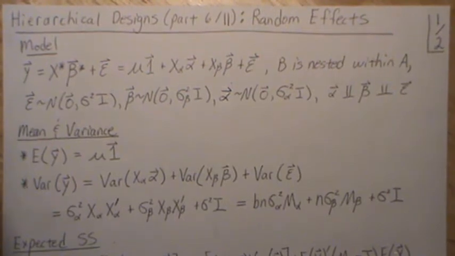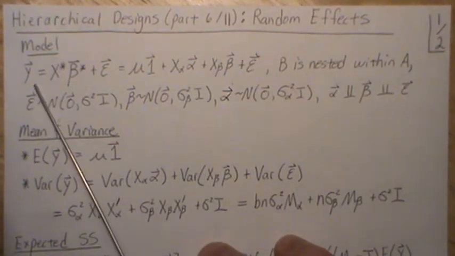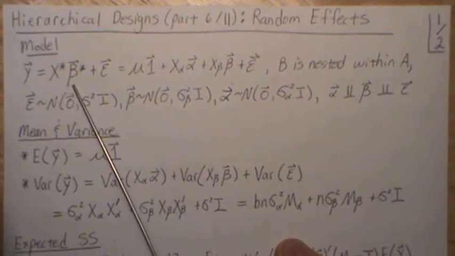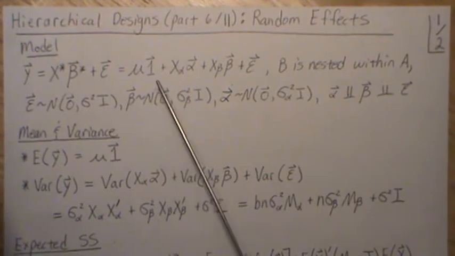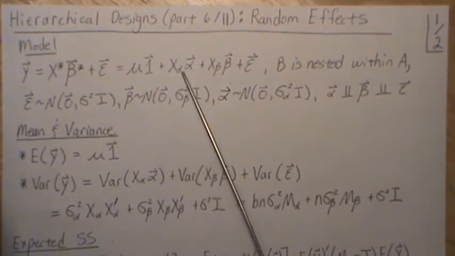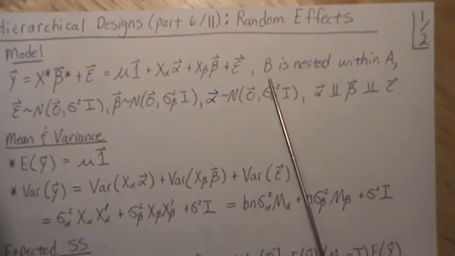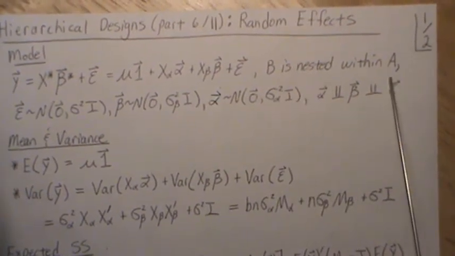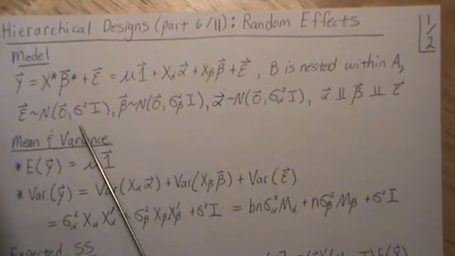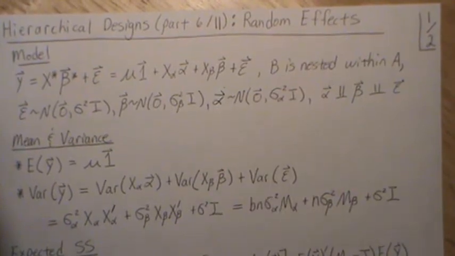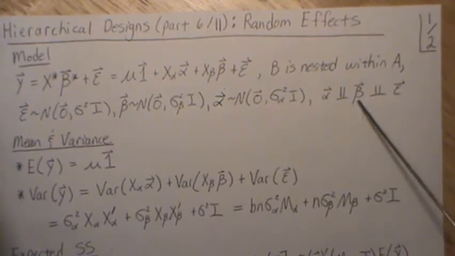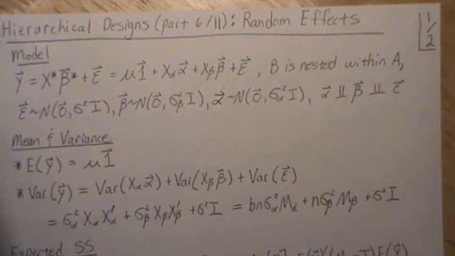and the f-test. So as a reminder from parts 1 and 2, the model is y equals x star beta star plus epsilon. So it is a linear model, but we partitioned it into the grand mean, factor A, and factor B. And one big note is that B is nested within A. And then all the parameters, epsilon, beta, and alpha, are normally distributed with mean 0 and then their own variance. All the alpha, beta, and epsilons are all independent.